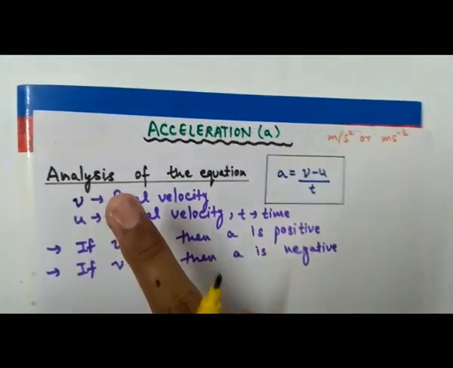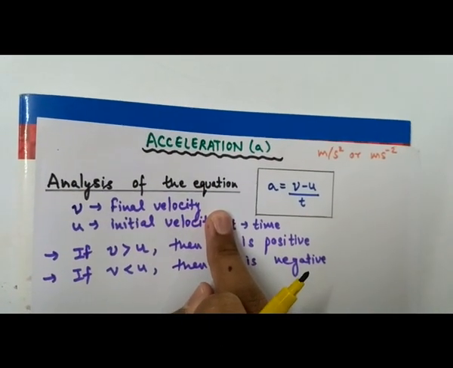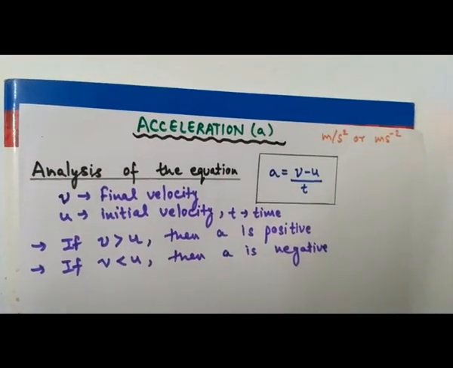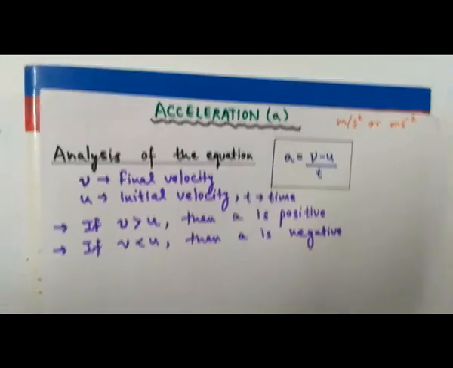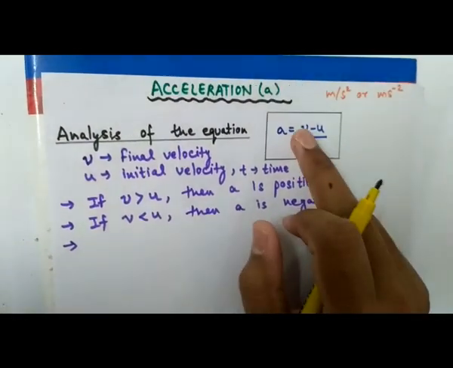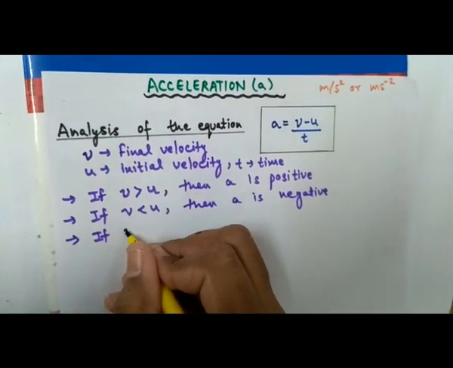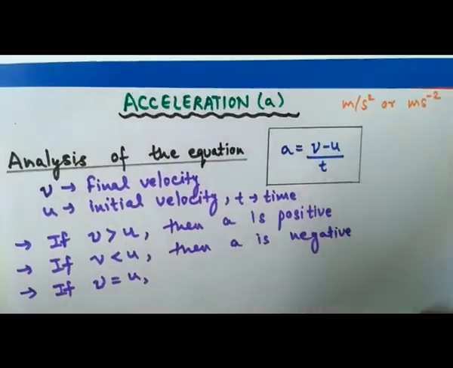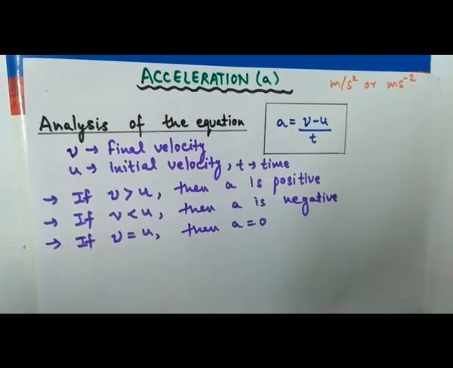While analyzing this equation, we have to make an assumption. That assumption says that a body moves in a straight line without reversing its direction. Now the third case is what? v can be equal to u. If v is equal to u, then the difference will be 0. Then a is equal to 0.